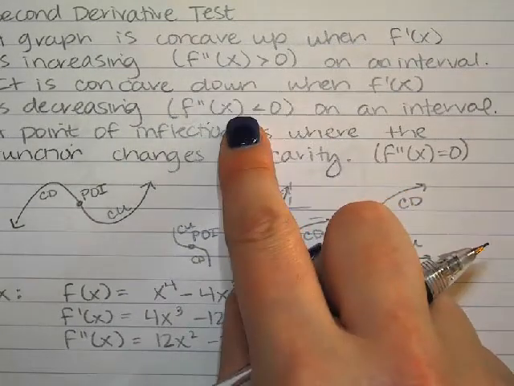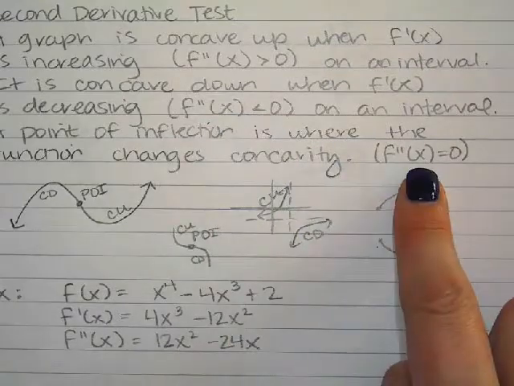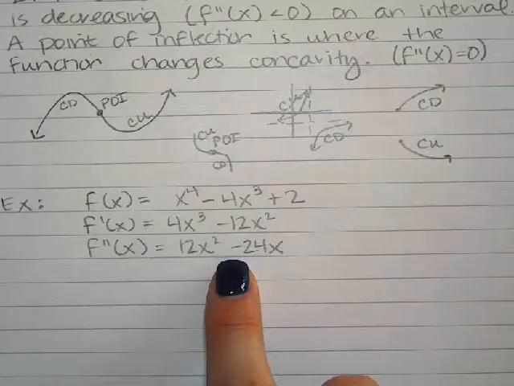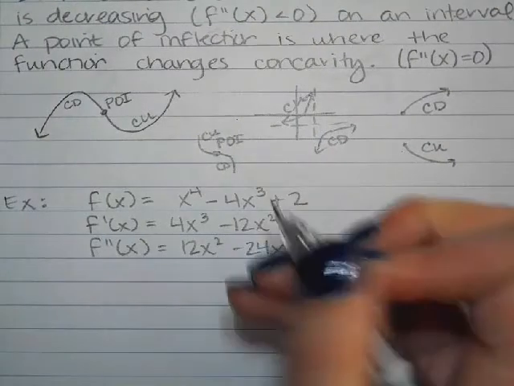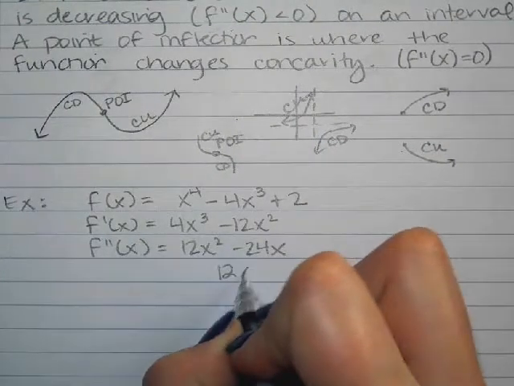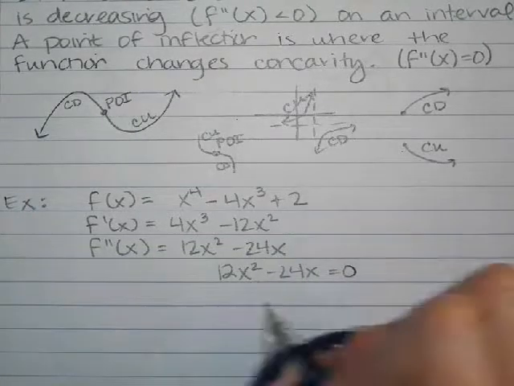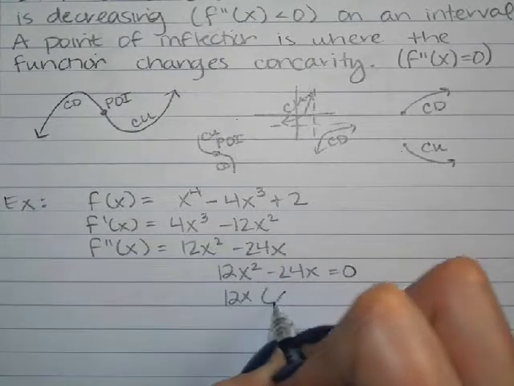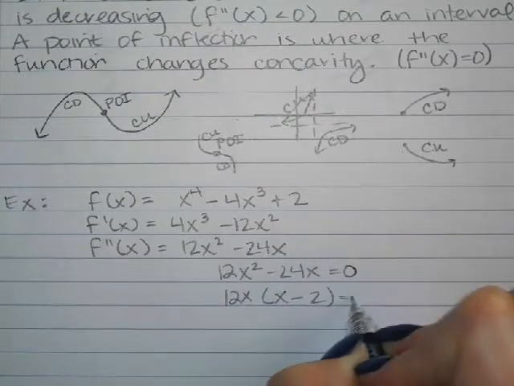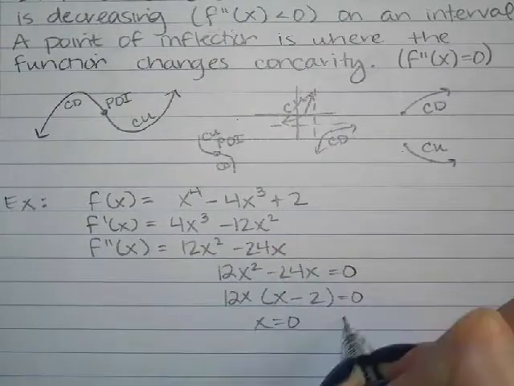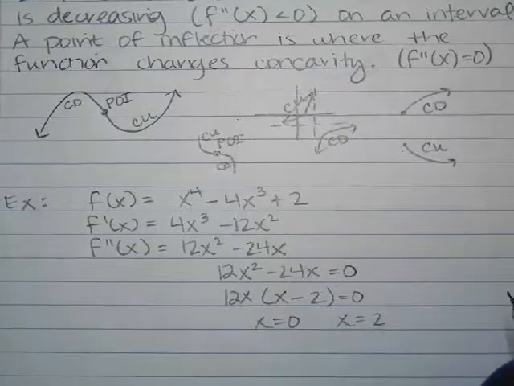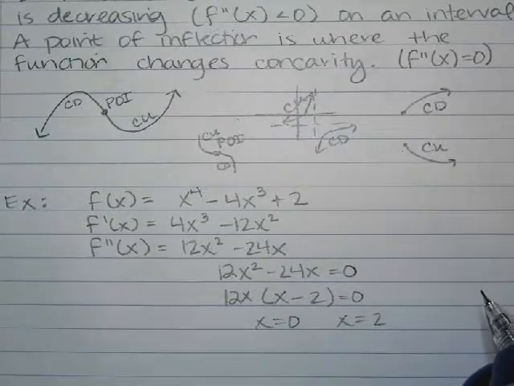Since what we are focused on is finding where the second derivative is greater than 0, where it's less than 0, and where it equals 0, I'm going to take my second derivative, set it equal to 0, and factor it. So 12x squared minus 24x equals 0, which is 12x times (x minus 2).